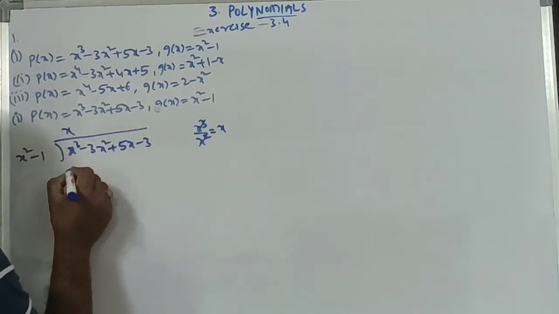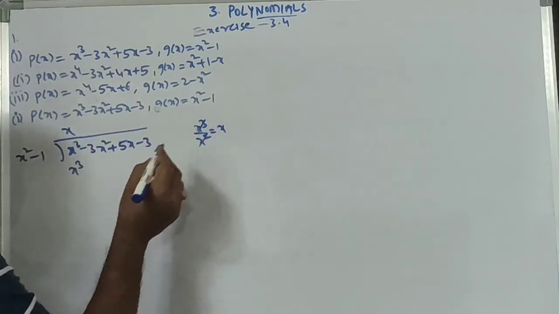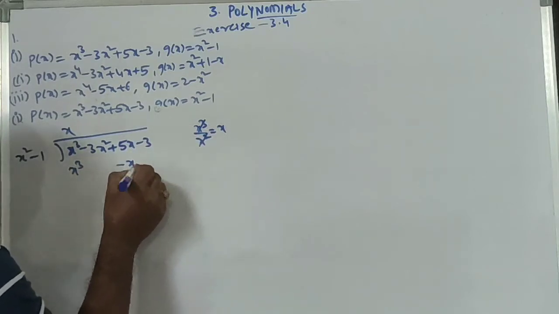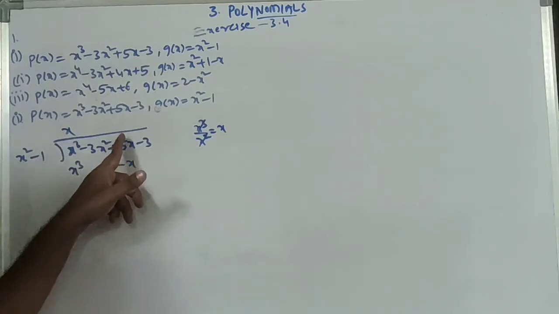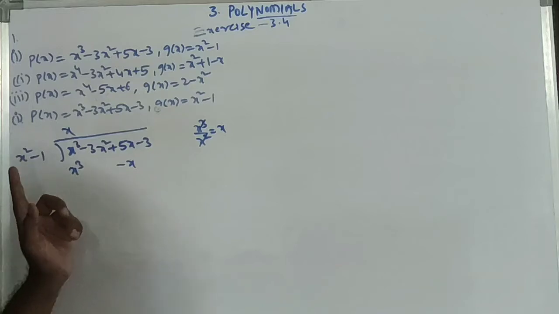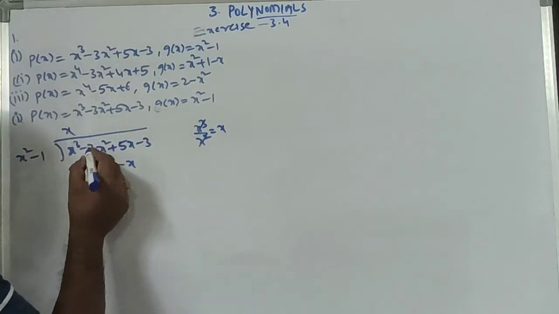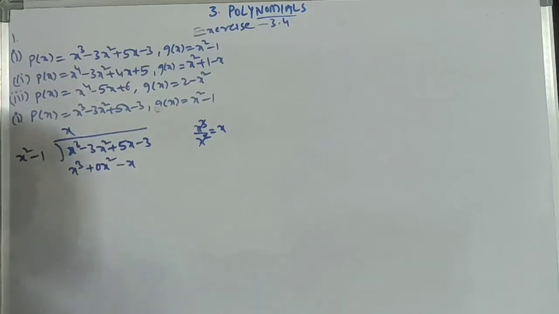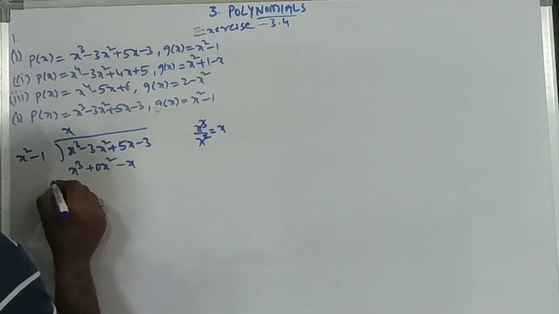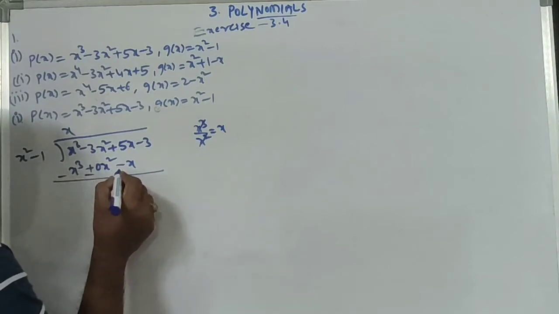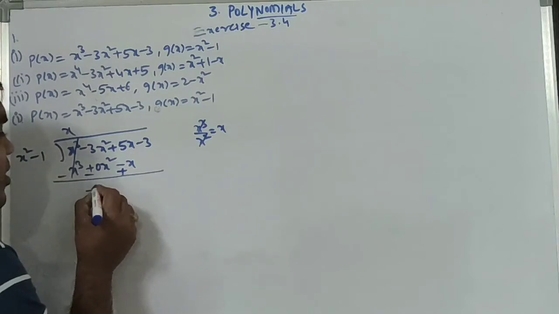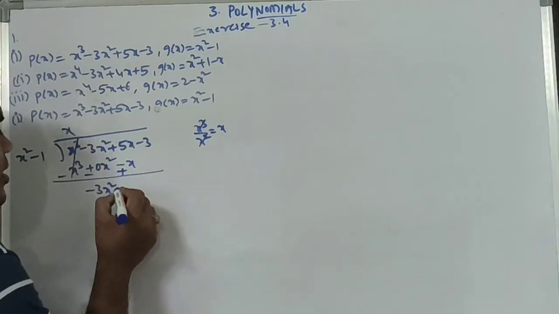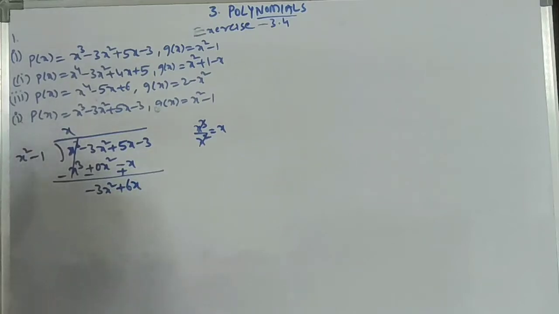So x square into x is x cube, minus 1 into x is minus x. So x cube, I will write this x cube down, and down the 5x I am writing minus x. There won't be any x square in the quotient, so simply I want to write 0x square. Now changing the signs, minus plus, x cube cancels, minus 3x square minus 0 is minus 3x square, 5x plus x is 6x. And minus 3 also taking down.